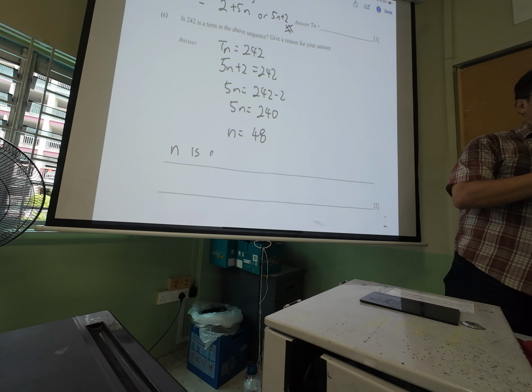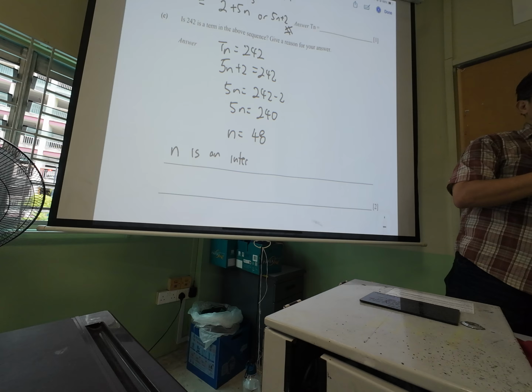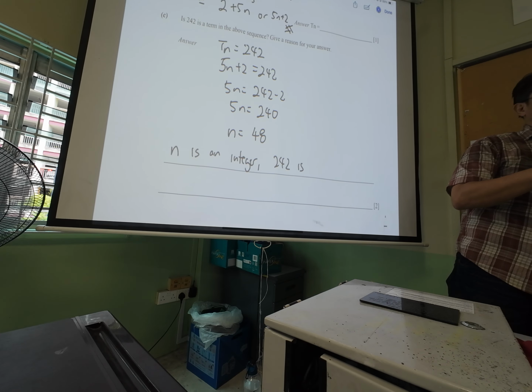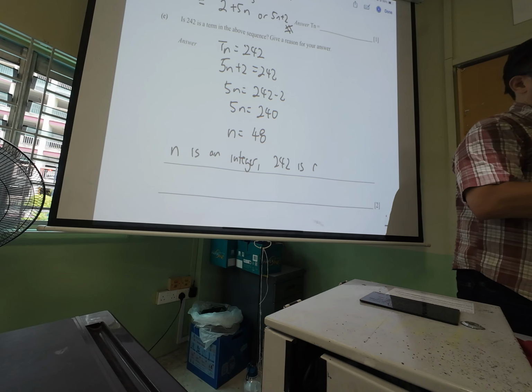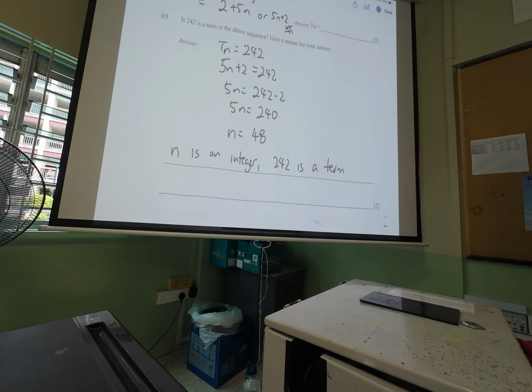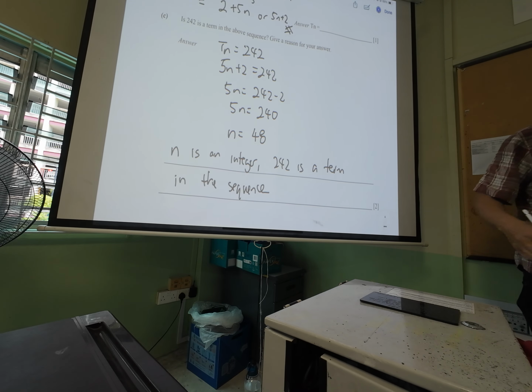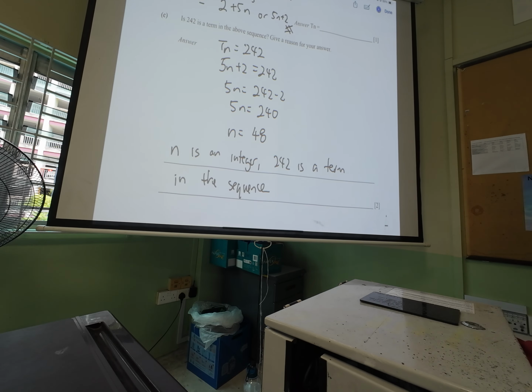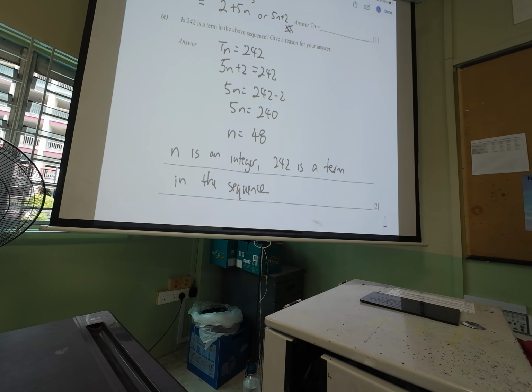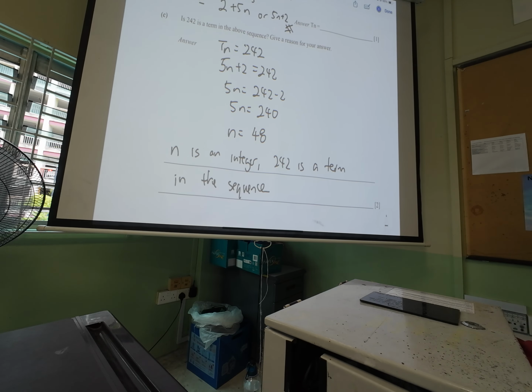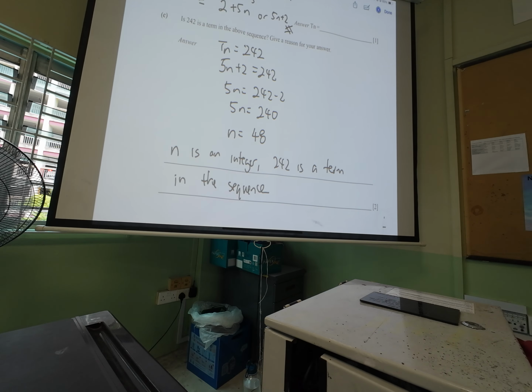N is an integer, so 242 is a term in the sequence. This is the official answer and how you should answer. But this time round, the difference is 5.